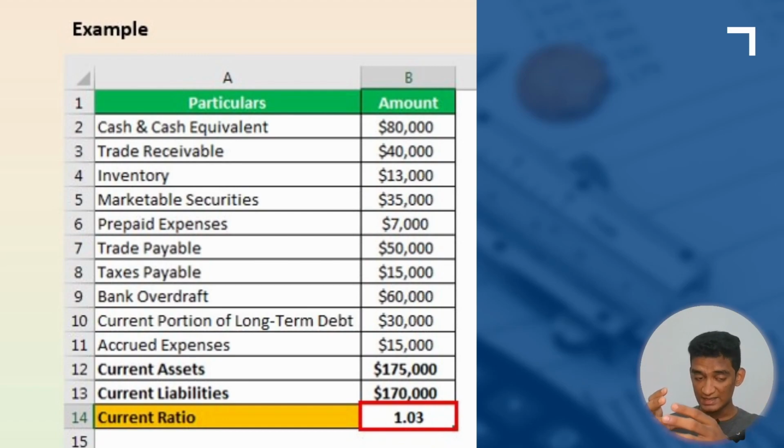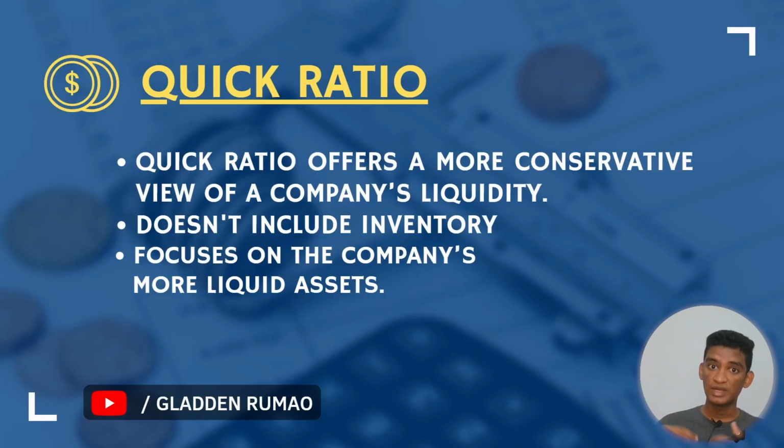What this indicates is that your current assets are larger than your current liabilities. So the company is comfortable enough to pay off its loans using its current assets. So a current ratio greater than 1 is considered good. Why? Because the company's current assets can be used to pay off the short-term obligations that a company has, right? Moving on to the next ratio, we have the quick ratio. Quick ratio is similar to current ratio. However, it offers a more conservative view of a company's liquidity.